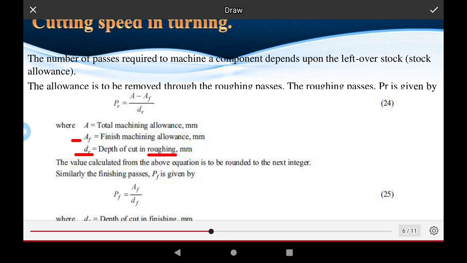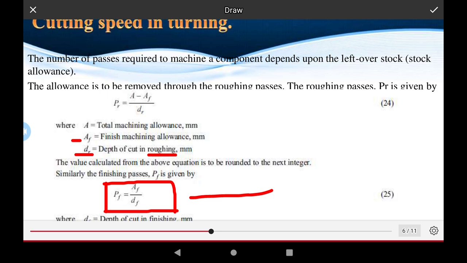The value calculated from the above equation is rounded to the next whole number. Similarly for the finishing operation, the number of finishing passes is given by another standard formula. It tells in how many passes the workpiece will be finished. DF is the depth of cut in finishing.